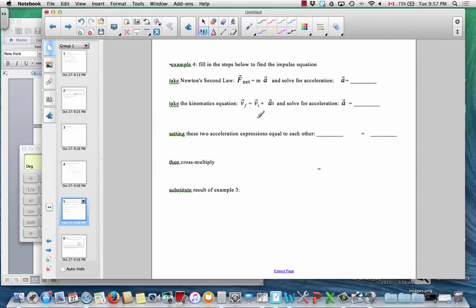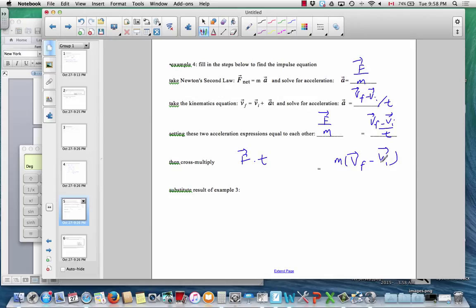We'll use that now to prove the impulse momentum theorem. We'll start with Newton's second law, F net is ma. That tells us that an acceleration is a net force over a mass. If you use the kinematics equation and solve for acceleration, it'll be final minus initial velocity over time. Now those two expressions have to be equal to each other, because they're both expressions for the acceleration. If I cross multiply time up on this side and mass up on that side, then I find that force times time is mass times velocity change.